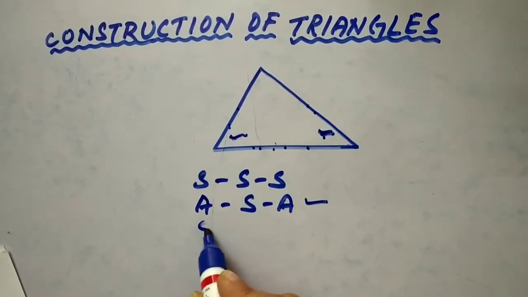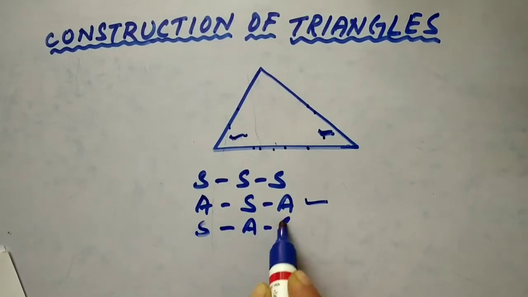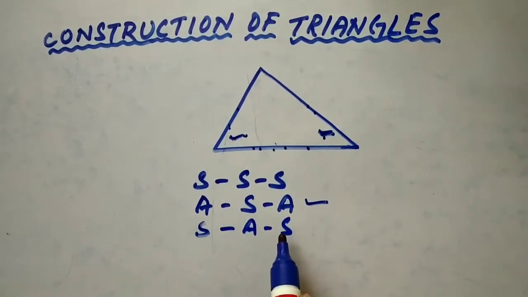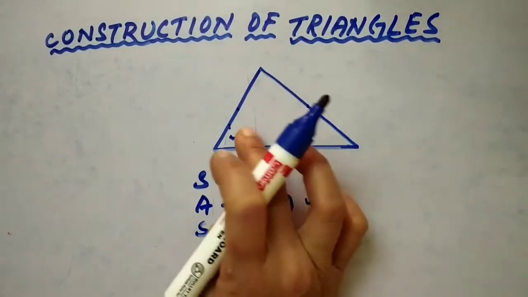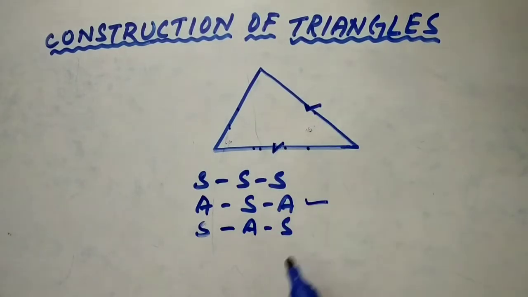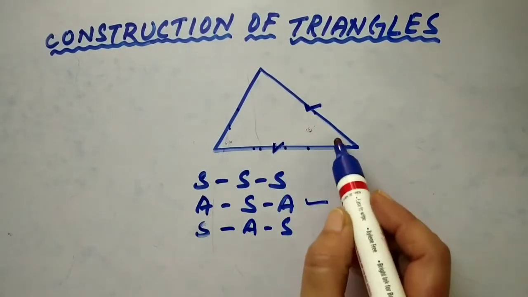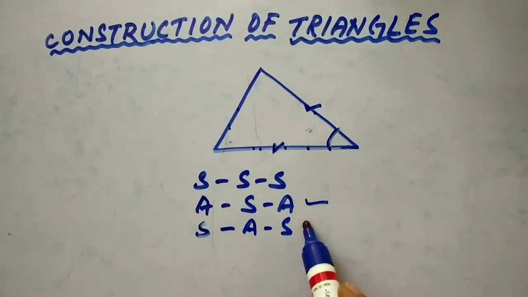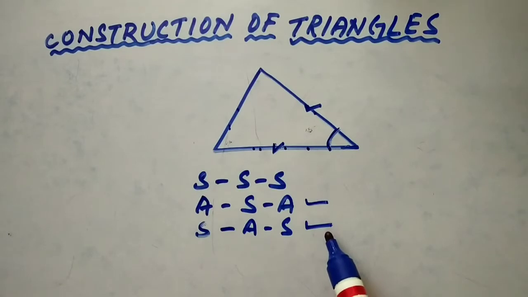And third one is SAS. In SAS construction criteria, suppose 2 sides are given, this is one side, this is another side. If these 2 sides are given, the included angle is given. If the included angle is given, then we can use this criteria and we can construct the triangle.